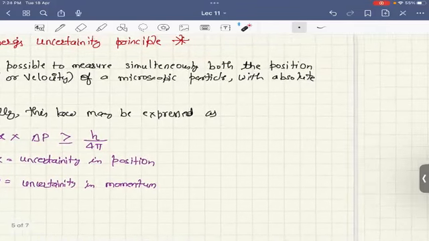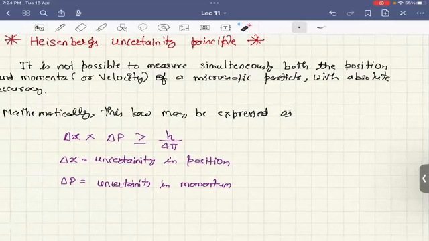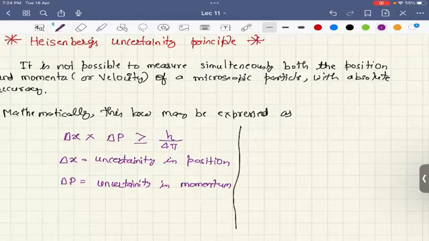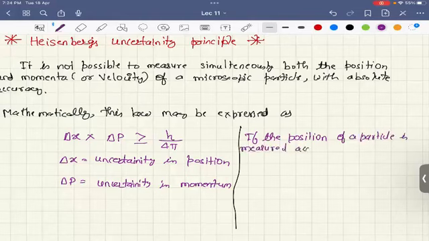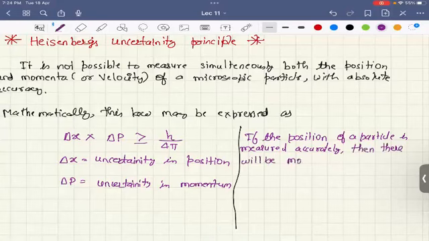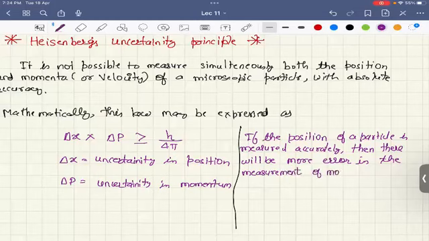So let us write it in here. So what we get from here is, in other words, if the position of a particle is measured accurately, then there will be more error in the measurement of momentum, and vice versa.